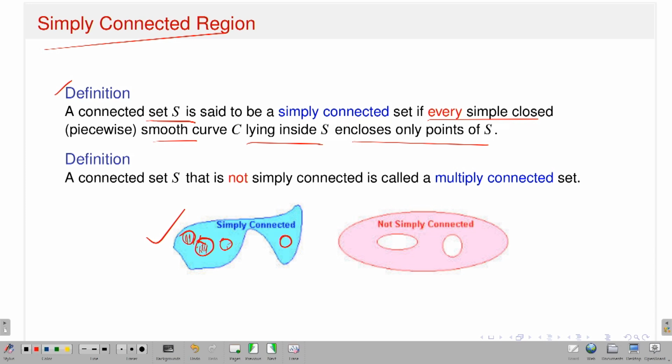If there is a hole, and I take a simple closed smooth contour around that point, it is not the case that it encloses only points of S, because there is a hole, a point which is not in S. So therefore this is a nice, simply connected set.